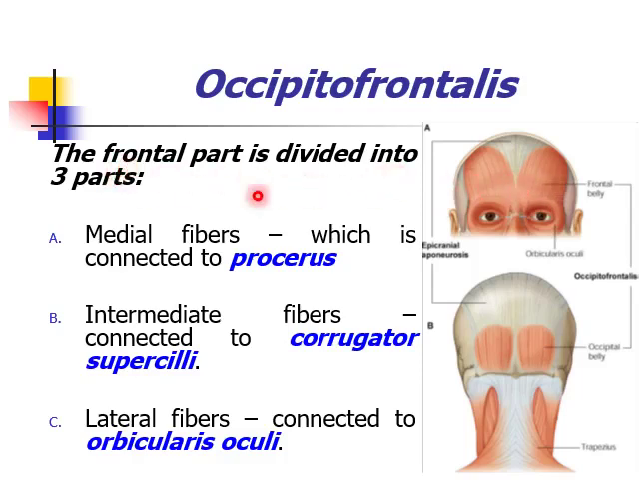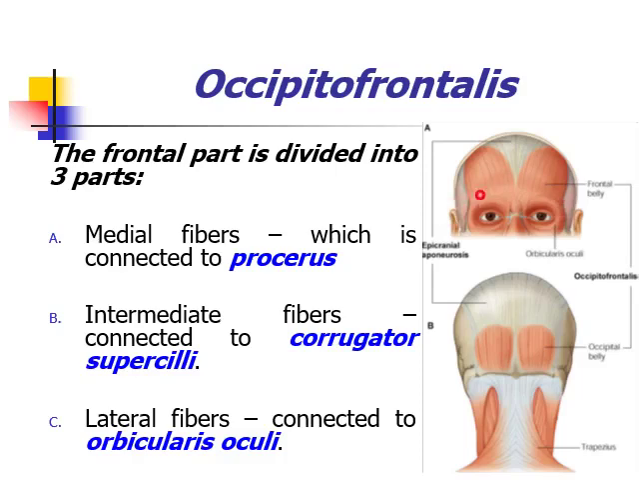The frontal part is divided into three parts: medial fibers, which are connected to the procerus muscle. It's a muscle at the upper part of the nasal bridge. Intermediate fibers are connected to corrugator supercilii. It's another muscle of the face that corrugates the upper part of our forehead. The lateral fibers of the occipitofrontalis are connected to the orbicularis oculi muscle. This is the muscle that encircles the orbit at the outermost part of the bony orbit at this area.